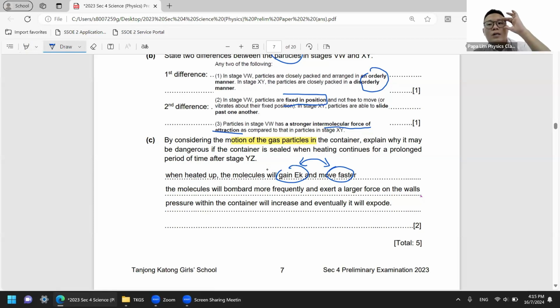So these two keywords are what we call tagging keywords. Every time you mention EK, you mention the velocity. So these are tagged together. After that, when they move faster, now take note, for these particular cases, the number of particles never increases. It's just that the same number of particles are moving faster.